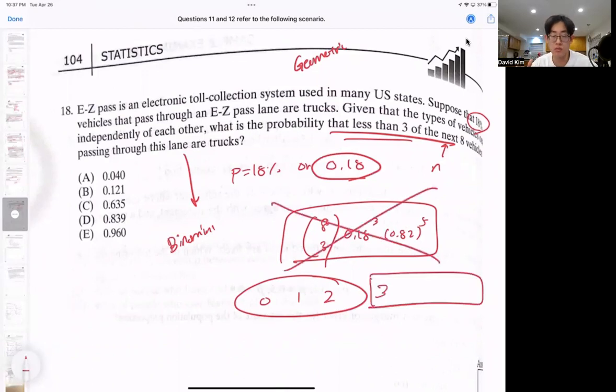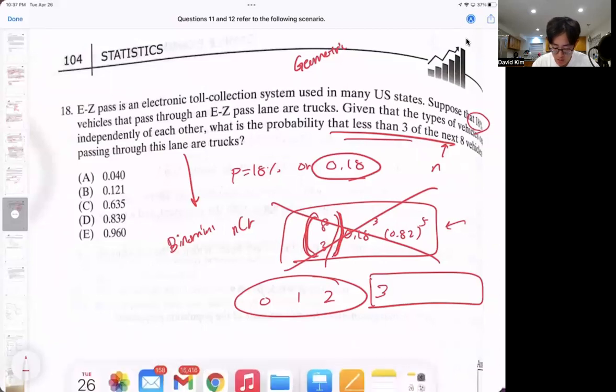Ignore this formula. I just gave you this for you guys to know that this thing that we did a long time ago, nCr, is the binomial formula you have to use. But better yet, it's a calculator problem, if anything.